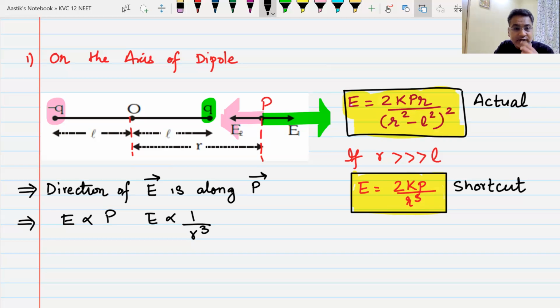This was the electric field due to a dipole on the axis of the dipole.